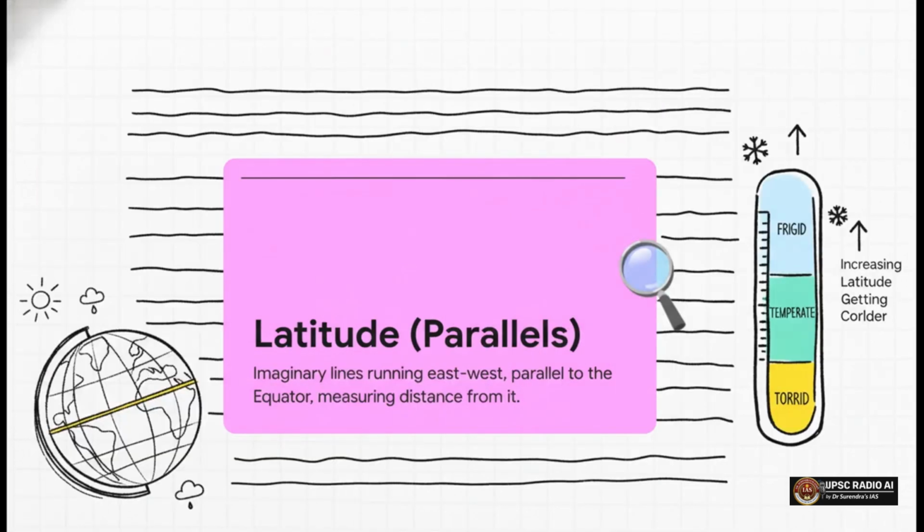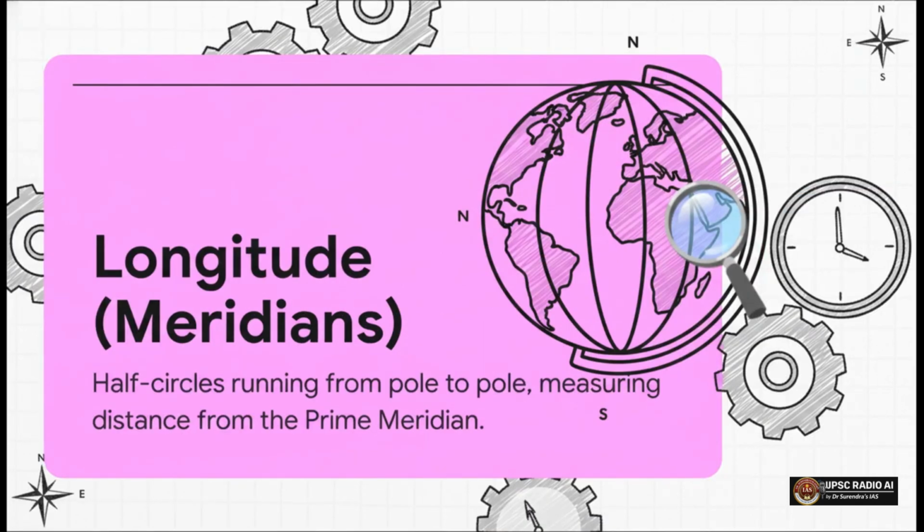First up, you've got latitude. These are the horizontal lines, the parallels, that run east-west. And here's the big connection to remember. Latitude is directly linked to climate. As you move away from the equator and your latitude increases, the climate generally gets colder. Simple as that. And then you have longitude. These are the vertical lines, the meridians, running from pole to pole. And if latitude is all about climate, longitude? Well, longitude is the key to understanding our next big topic, time.